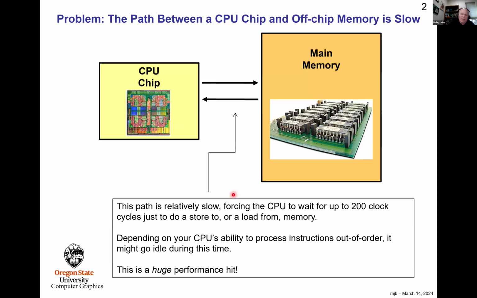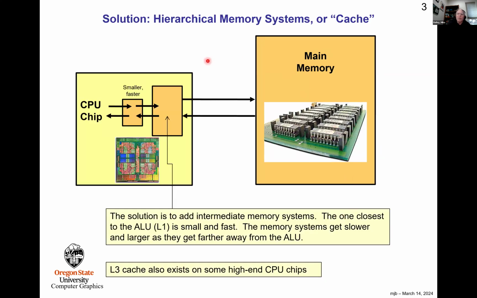I've seen statistics that say this sometimes would force the CPU to wait 200 clock cycles, where it could be doing something useful. But anyway, this is a huge performance hit. And this was known since the beginning of computing. And so what they ended up doing is they built hierarchical memory systems or cache.